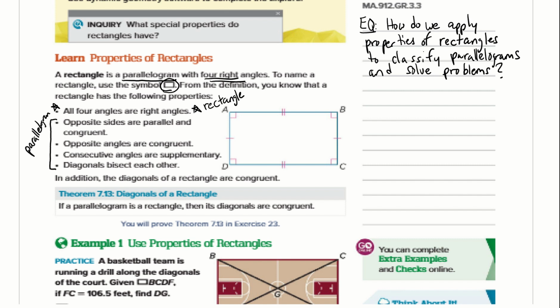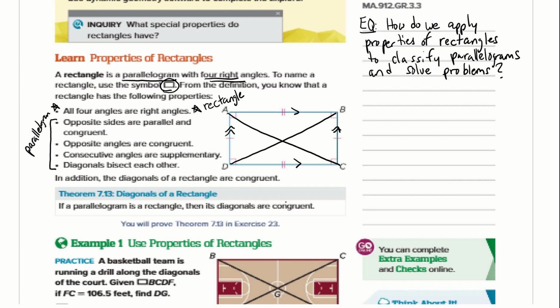All right, so because it's a parallelogram, we know that the opposite sides are congruent. And then the opposite sides are also parallel. And we also know that the opposite angles are congruent because they are 90. The angles next to each other add to 180. They're supplementary, 90 plus 90. And we also know that the diagonals bisect each other because that's what parallelogram diagonals do.